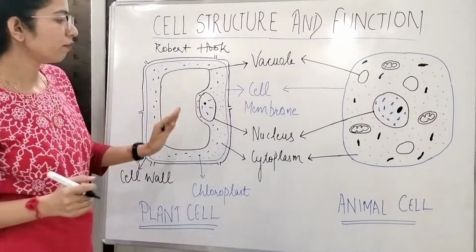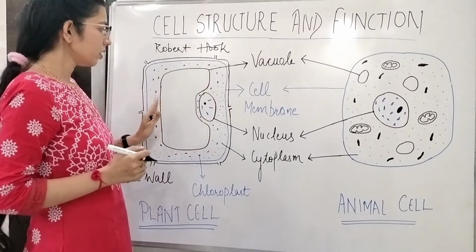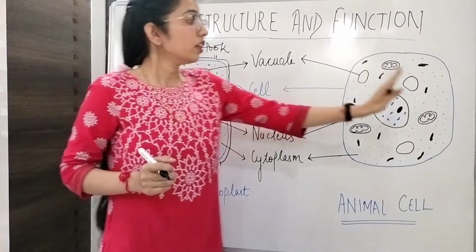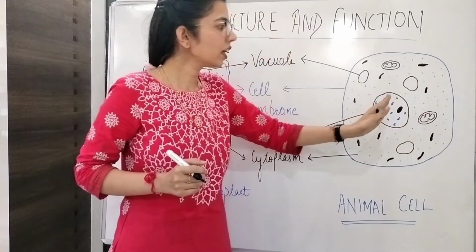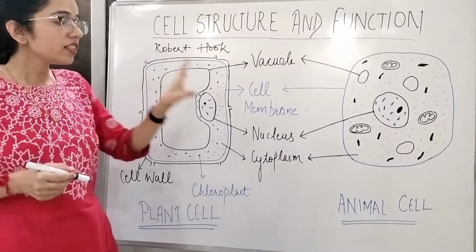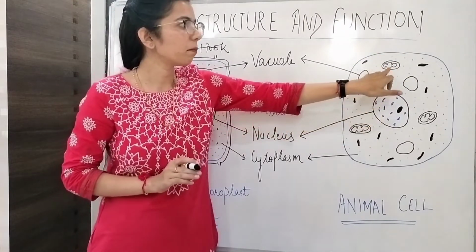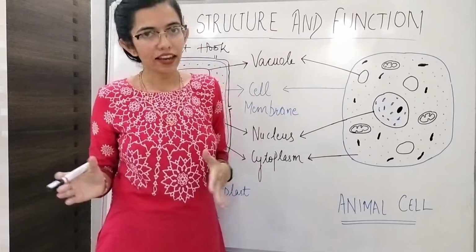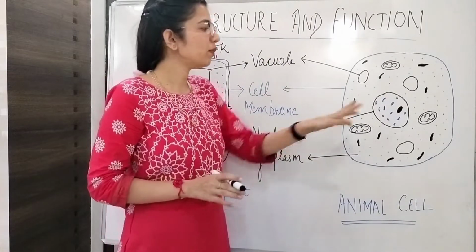Okay. Now let's move to the second part of the cell, that is cytoplasm. Cytoplasm is the fluid-like substance which is present between the cell membrane and the nucleus. Okay. So as you can see here in animal cell, the cytoplasm is the fluid-like substance present in between the cell membrane and nucleus. Okay. Now, inside the cytoplasm, various organelles are also present, like mitochondria, Golgi apparatus, ribosomes, that we will discuss in higher classes.